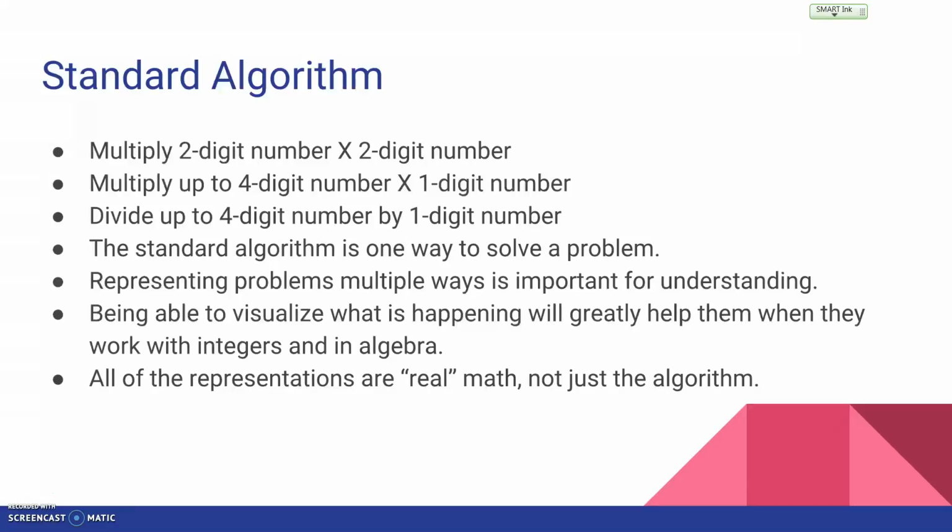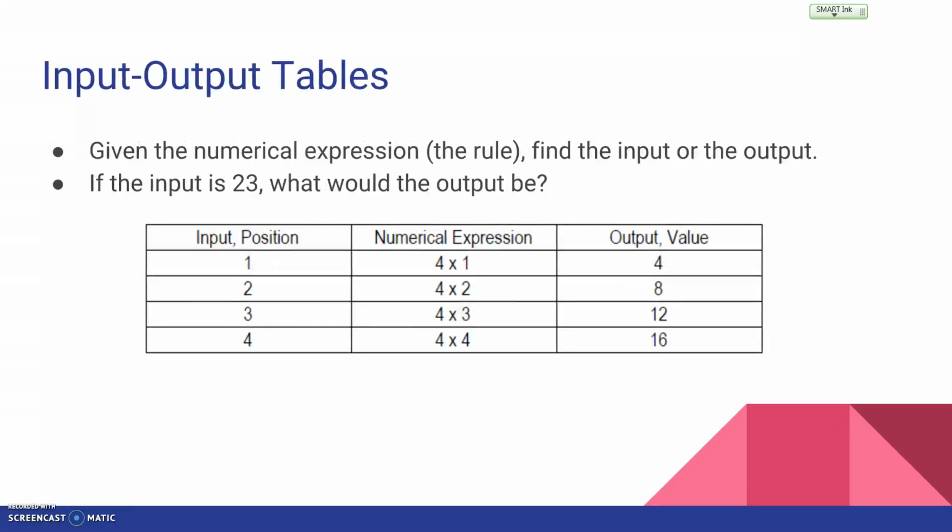Real mathematicians do many visual representations to help them understand the situation and know what's going on, to help them organize their thoughts. They also work with input-output tables. Sometimes the numerical expression is where they have to multiply. Sometimes they have to do division. And if the input here was 23, we would have to multiply it times 4 to get the output. If we were given the output, then we would have to do the inverse. We would have to divide the output by 4 to get the input.